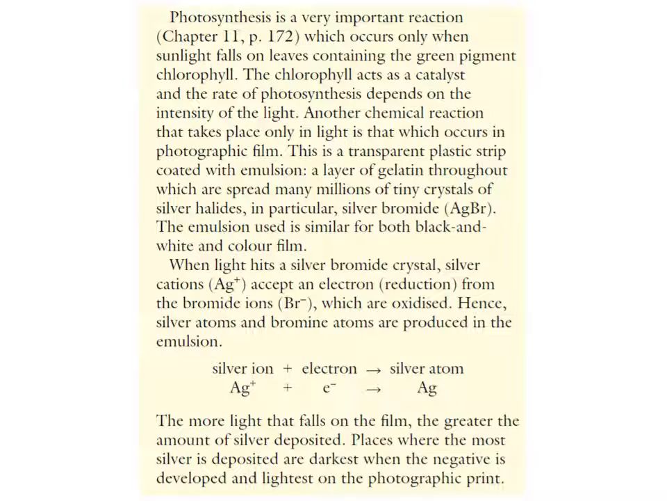So it will create a picture. If you click a photo, at that fraction of a second the light will fall on the photographic film. The more light that falls on the film, the greater the amount of silver. The places where the most silver is deposited are darkest when the negative is developed and lightest on the photographic print.